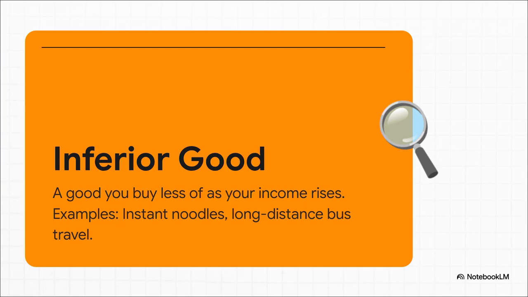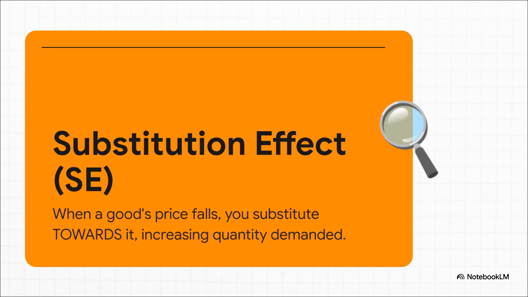Well, it's actually pretty simple. It's just a good that you buy less of when your income goes up. Think about it like this. Instant noodles, right? When you're a student, you're probably living on them. But once you graduate and get that first big paycheck, you're probably going to swap those noodles for actual restaurant meals. That's an inferior good, right there. Perfect example.